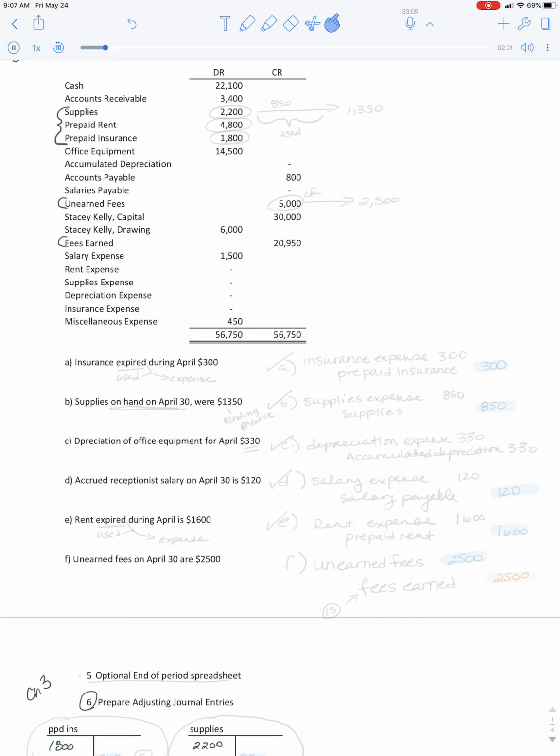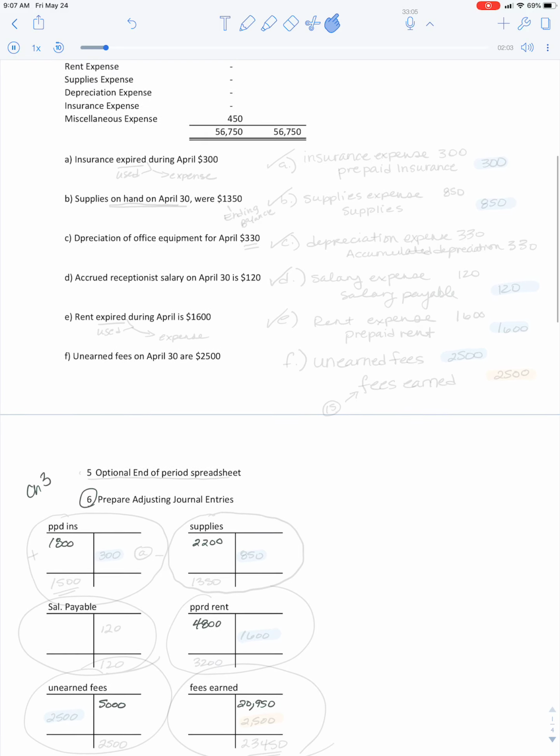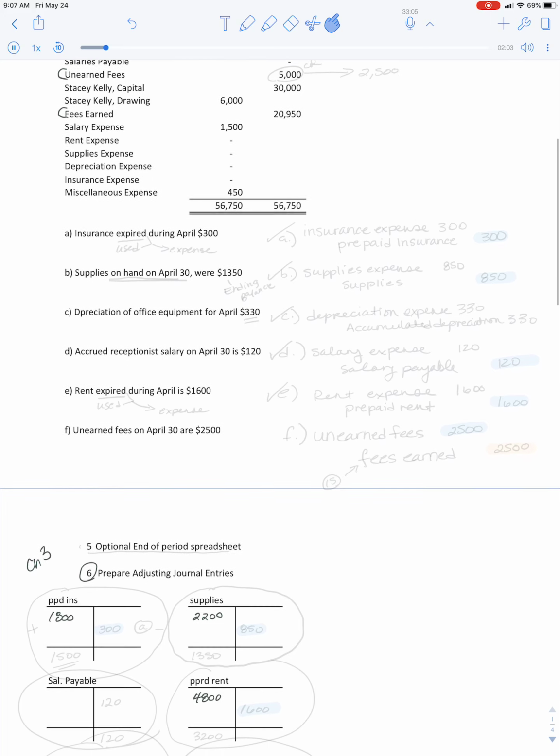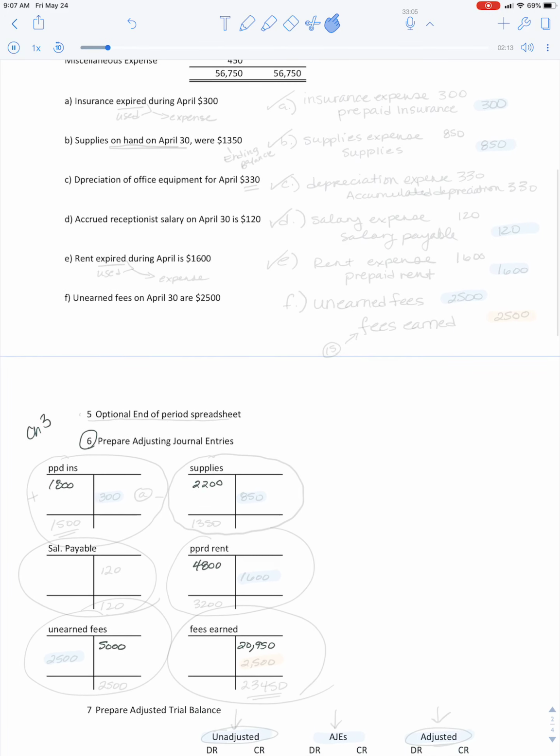So A is the insurance expired during April, $300. So when you see the word expired, you could also use the word used. That means used. So let's make a journal entry. If we had insurance that we paid previously and didn't expense it yet, so if we use or expire it, that means the next step is to expense. So your debit here is going to be insurance expense.